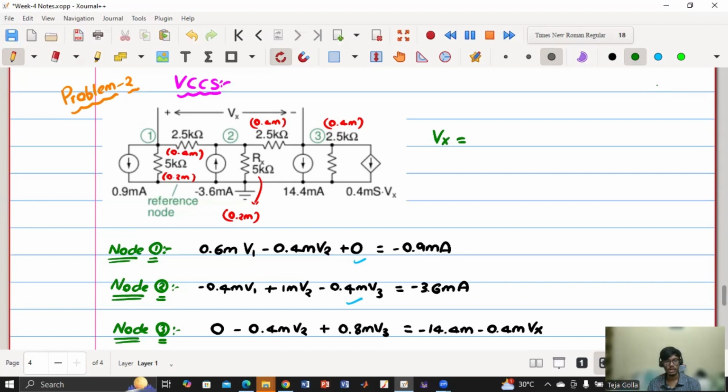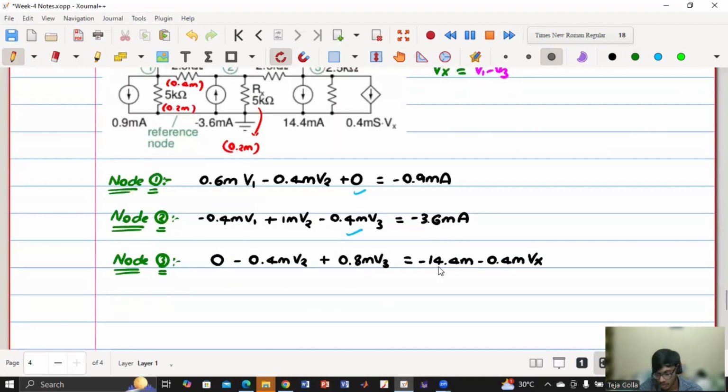So Vx is the voltage between which and which node? Between 1 and 3. So what is the expression of Vx in terms of V1 and V3? V1 minus V3. Yes. So Vx is equal to V1 minus V3. The same we are going to substitute here.